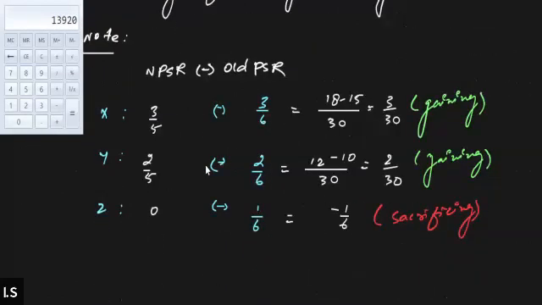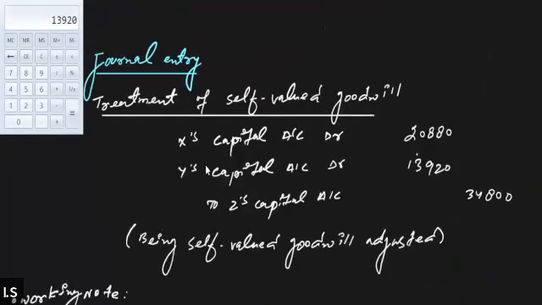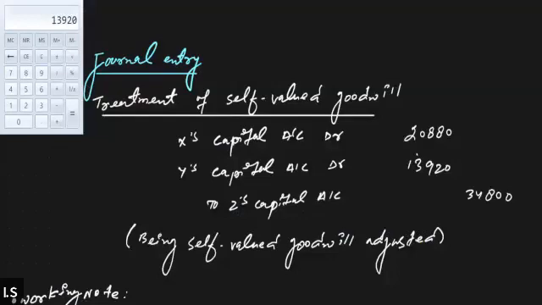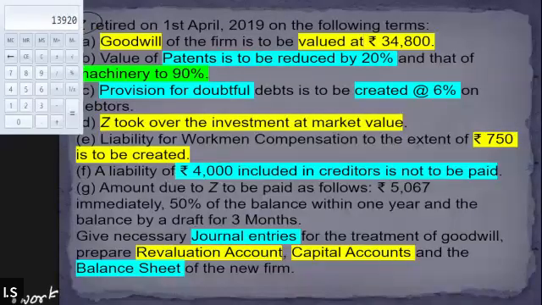On the basis of the gaining and sacrificing shares, we have just passed the journal entry: X capital account debit, Y capital account debit to Z capital account. The amount of self-valued goodwill was 34,800. We have distributed it in the gaining and sacrificing shares. So X capital account will be debited by 20,880 and the other by 13,920. I hope it is clear. Now we'll move to the next part, the preparation of the revaluation account.